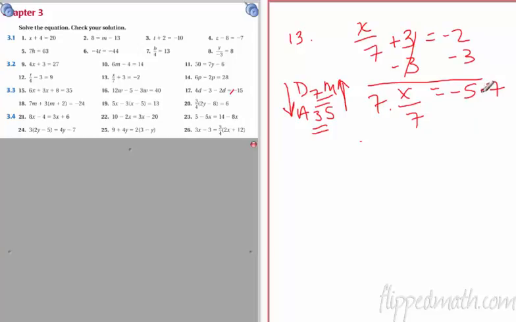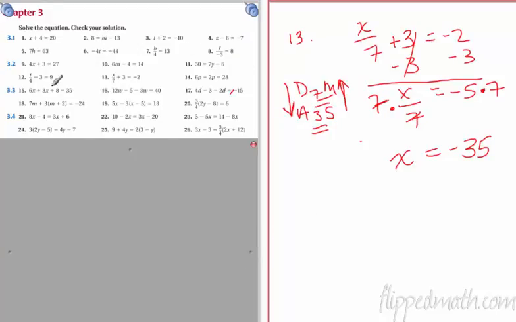what do we get here? Let's multiply there. So the 7's cancel. We get x equals negative 35. And we're all done with that one. Now, the check for this works the same way. I'm going to skip it to save some time, but you write down the original equation. You plug in negative 35. Negative 35 over 7 is negative 5, plus 3 equals negative 2. So that check will work out for us.